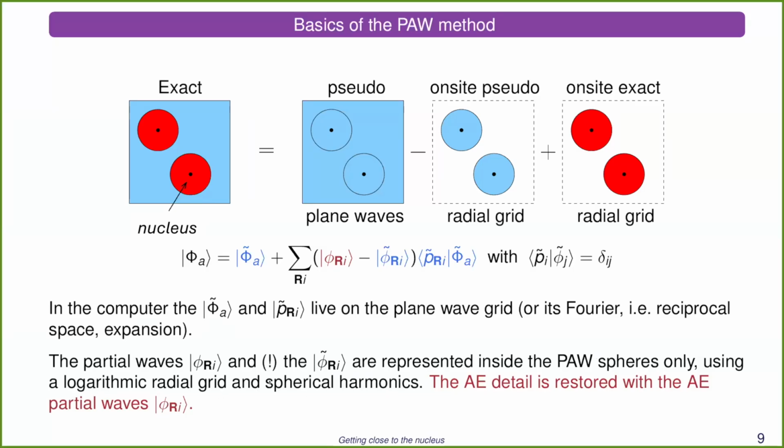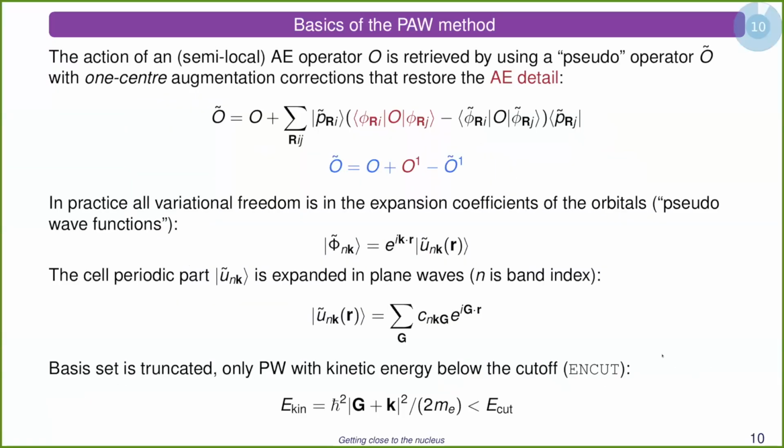And this radial grid is logarithmic, so that means that it gets finer and finer and finer the closer you get to the nucleus. And typically you go to, say, 1/100th of an angstrom close to the nucleus or even closer, but that is sort of the distance you have to think of. And then the grid gets very, very fine. And the further you move outward, the coarser the grid gets. But outside of the spheres, you don't need it anymore because there everything can be represented on the plane wave grid. Okay, and this red stuff is crucial to restore the all-electron detail.